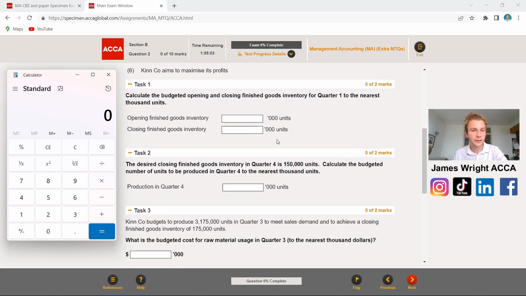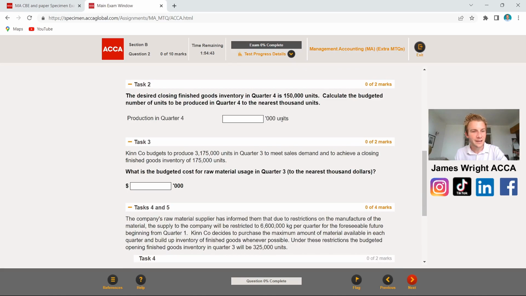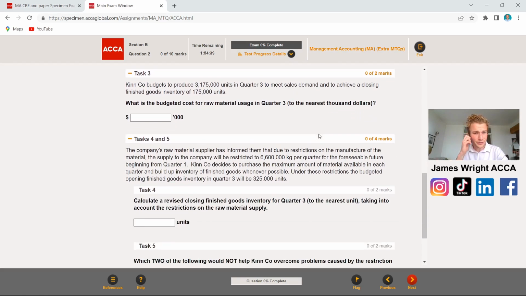And just going through, first thing before I even read any of the requirement, I'm looking at the actual units that we have to be dealing with, so thousands of, because one of the main reasons why people fail this exam is they don't write the answers in the correct format and units that they are looking for. So we've got opening and finishing goods, Q1. Again, production in Q4, thousands of units. We've also got budgeted cost of raw material, so maybe a few little calculations there.